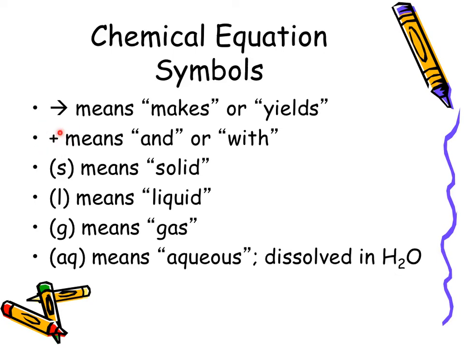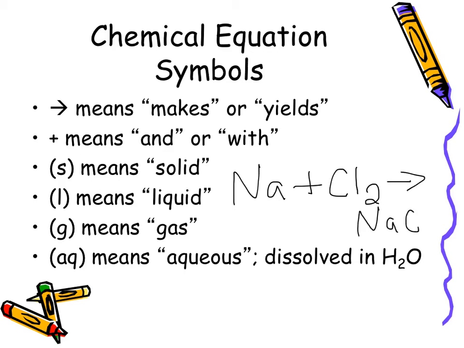The second one is the plus sign. The plus sign means and. So again, back to the previous image, when we talk about sodium and chlorine, sodium and chlorine, and excuse my handwriting, makes sodium chloride. In this case, we have sodium as a reactant and chlorine as a reactant makes sodium chloride.